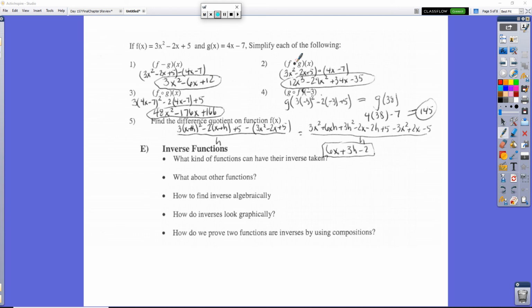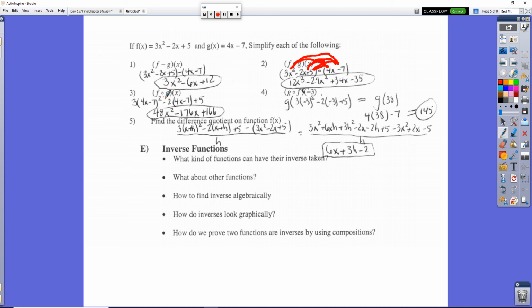This symbol right here is multiplication. So they want you to take the formula for the function f and the formula for function g, and multiply them together. Make sure you go through that distribution process. Everybody in the first set of parentheses is going to have to get multiplied with everybody in the second set of parentheses. That's actually 6 multiplications, and you're going to collect like terms. And you're going to get 12x cubed minus 29x squared plus 34x minus 35.